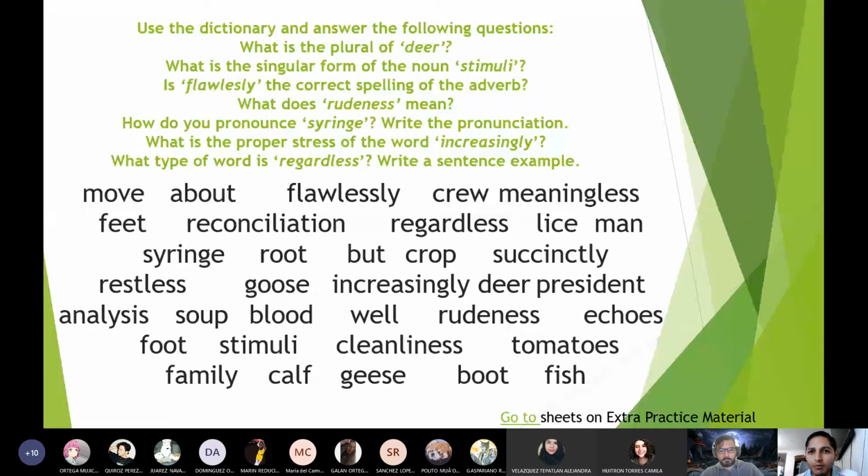Now, is flawlessly the correct spelling of the adverb? No, it is not. Which one is the correct spelling of flawlessly? Can anybody help me? Can you spell it correctly, of course? Any of you guys who can help me? Well, I will do it, don't worry. It's here. This is the one, flawlessly. F-L-A-W-L-E-S-S-L-Y, flawlessly. This is the correct spelling. This is not correct, we're missing one S, right? This is correct.